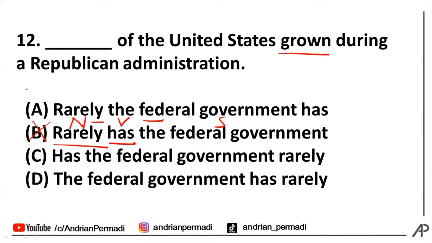The original structure is in this form. The federal government of the United States has rarely grown during a Republican administration. That is the original sentence. Now, in the TOEFL structure test, that particular sentence can be inverted, as long as we have negative expressions such as rarely in the beginning of the sentence. Now, inverted structure is not only signaled by negative expressions. There are also other markers or other signals that we need to know.